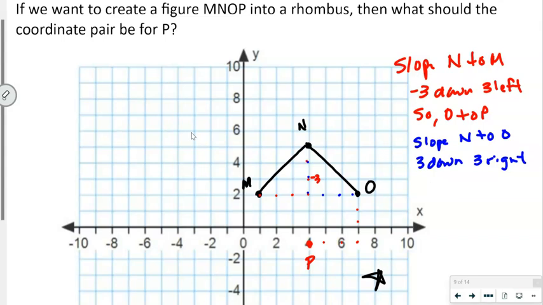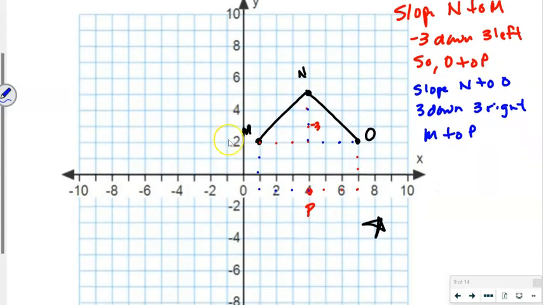Let me try that again. So we're going to go from M to P. So we're going to go down 1, 2, 3, and over 1, 2, 3. Look at that. We got to the same point, didn't we? So because of that, we're going to say the point P is negative 1 comma 4.